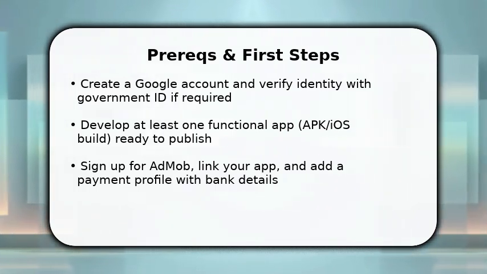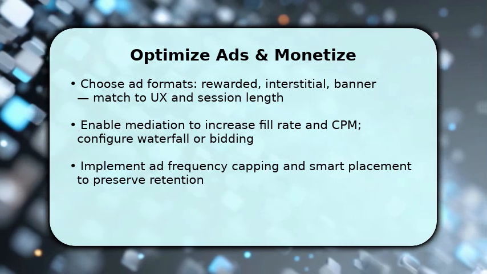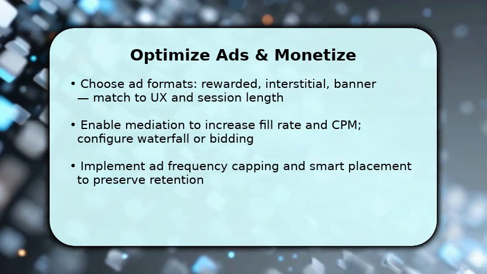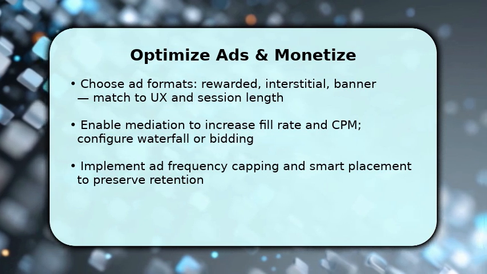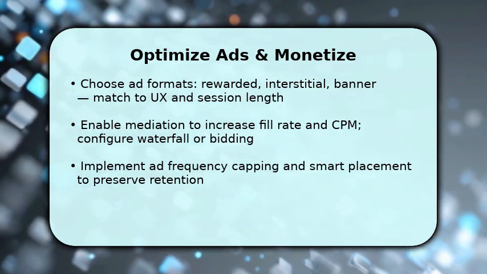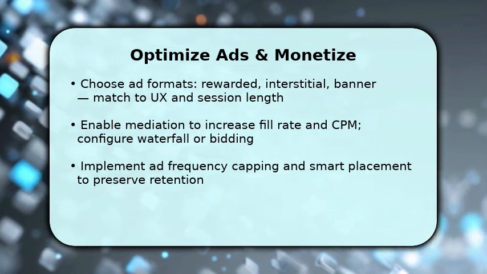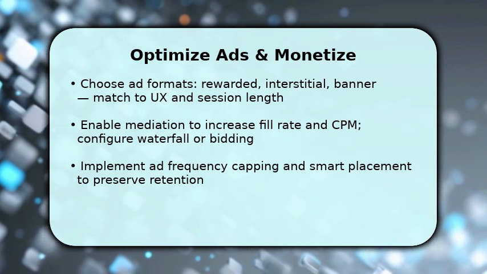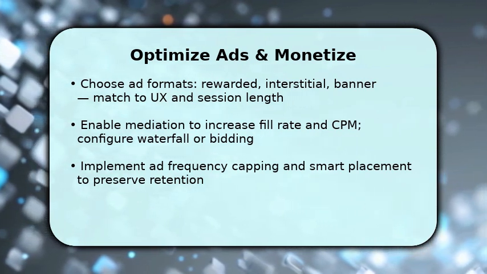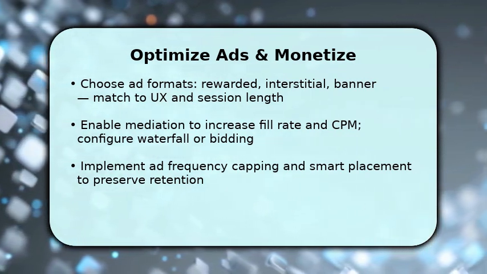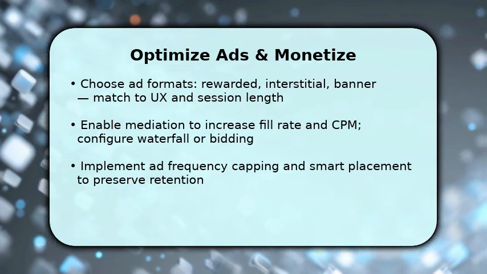Next, focus on execution. Pick ad formats that fit gameplay or app flow because user experience directly affects eCPM and retention. Once selected, set up mediation groups to combine networks and improve revenue. Start with a few high-performing networks and monitor. Place ads where engagement is natural, then add frequency caps so users don't churn.